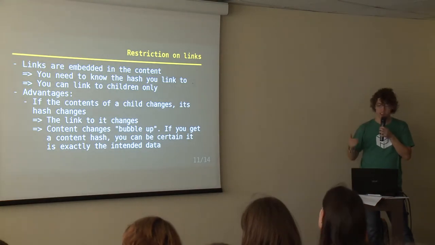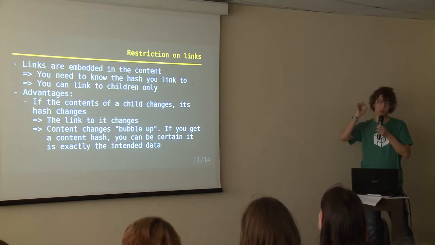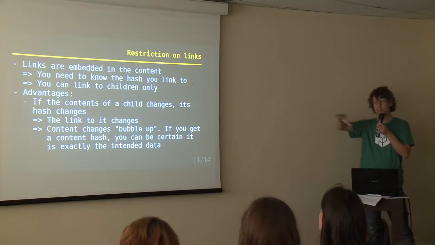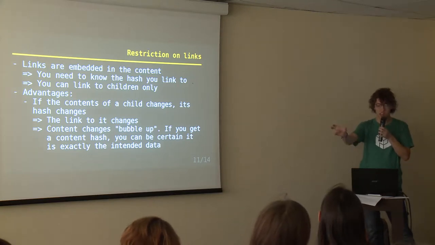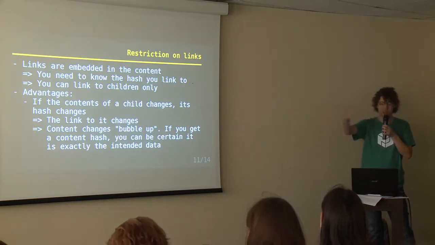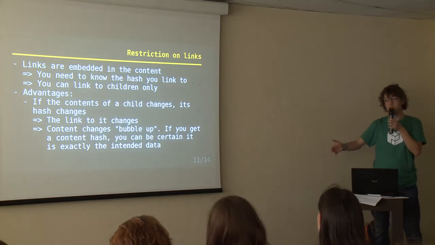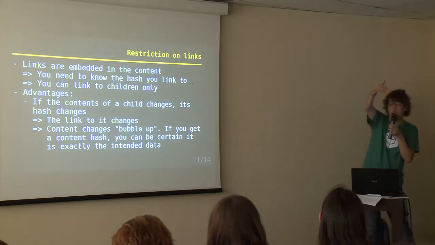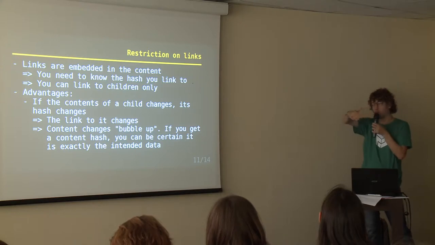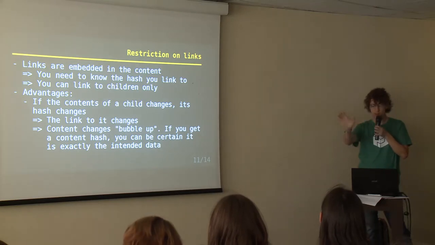If you do such a system, there are certain restrictions on the links. For example, if you build such a hash of the data, such a link, you need to know the data, obviously, in order to derive the identifier, which means that you can only link to children, because if you want to look at the parent, you don't know what the parent is before you've looked at the child. It's kind of hard to explain in 10 minutes, so if you have any questions afterwards, feel free to see me.